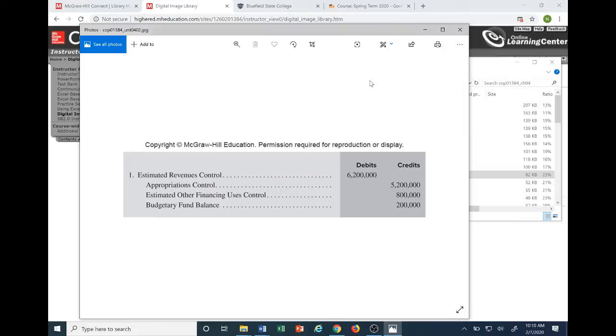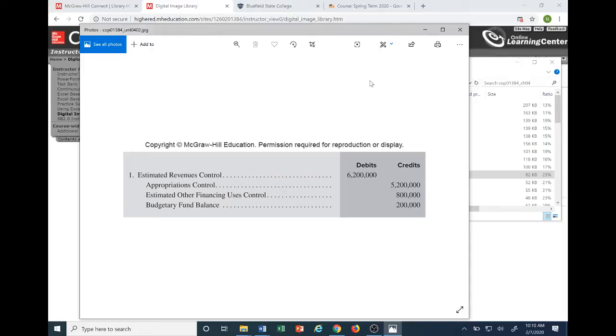It says at the beginning of the fiscal year 2020, the village records the general fund budget, and assumed estimated revenues is going to be 6.2 million, right? So we've debited the estimated revenues control of 6.2 million. And then it says appropriations are 5.2, right? We know appropriations are credited when we're setting the budget, so we credited the 5.2 there for appropriations control.